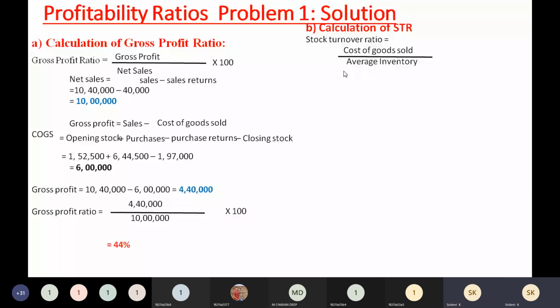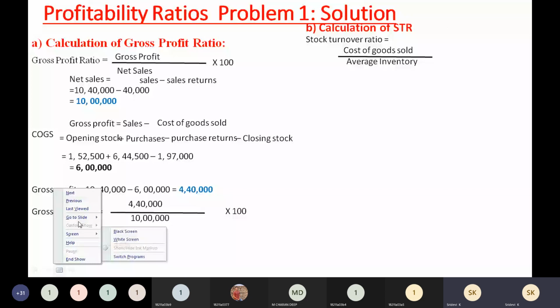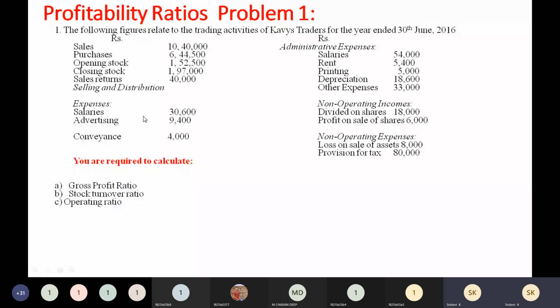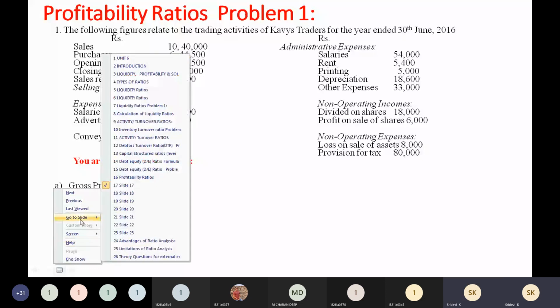Let us go to the problem slide. Average inventory means opening and closing stock, which is given here. Opening stock is given as 1,52,500 and closing stock is given as 1,97,000. You add both of these and divide it by 2. That will give you the average stock. Okay, so that you have to show there.